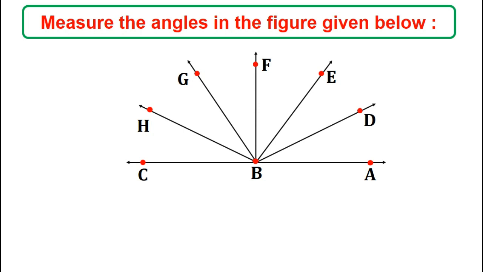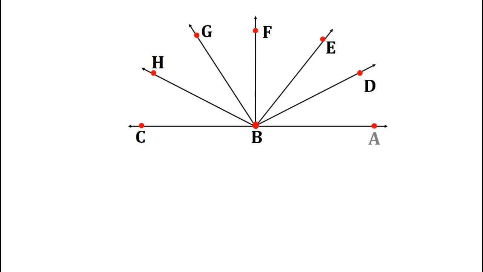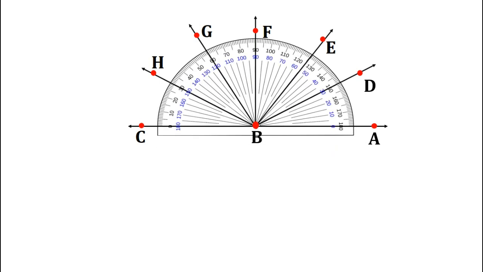Let us now look at another figure where we need to measure the angles given in the figure. So we need to measure angle ABD, angle ABF, angle CBG and angle EBH. At first, we will measure angle ABD. For that, we need to place the protractor on angle ABD in such a way that its central point lies on the vertex of the angle, which is B here, and the baseline of the protractor coincides with the arm AB.